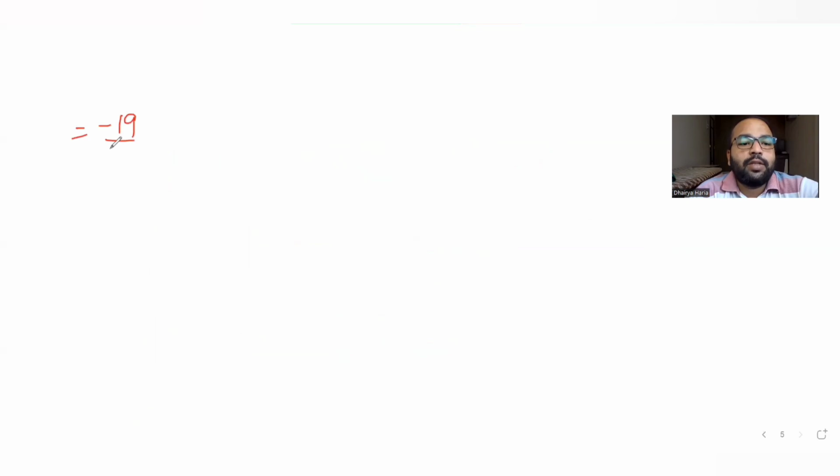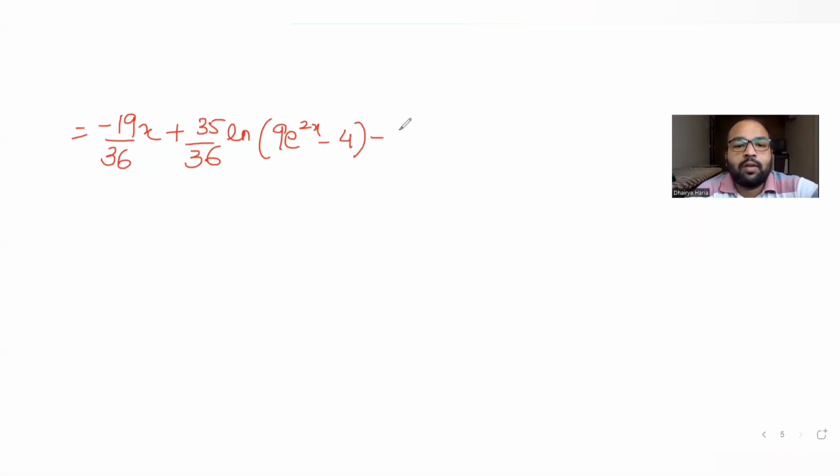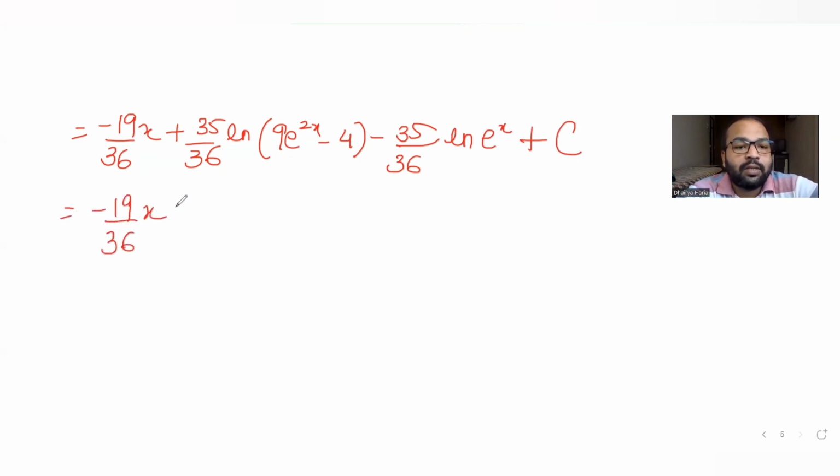So now what I get? Minus 19 by 36 x plus 35 by 36 log of (9e^(2x) minus 4). Further, I have minus 35 by 36 again log of e^x plus c. Now, if you try to solve this further, what do you get? Minus 19 by 36 x plus 35 by 36 log of (9e^(2x) minus 4).